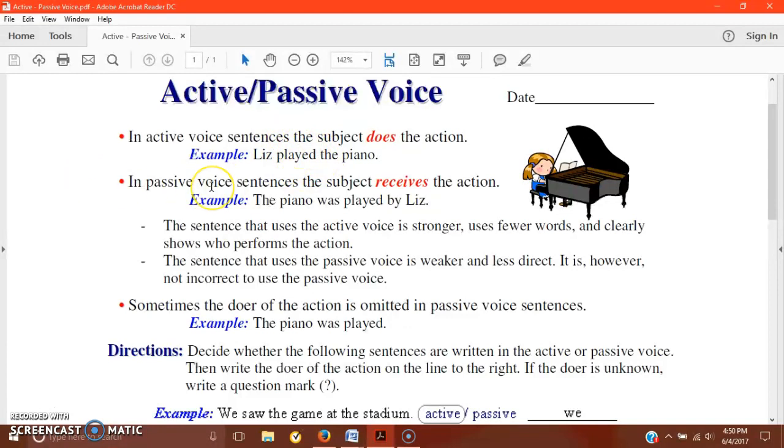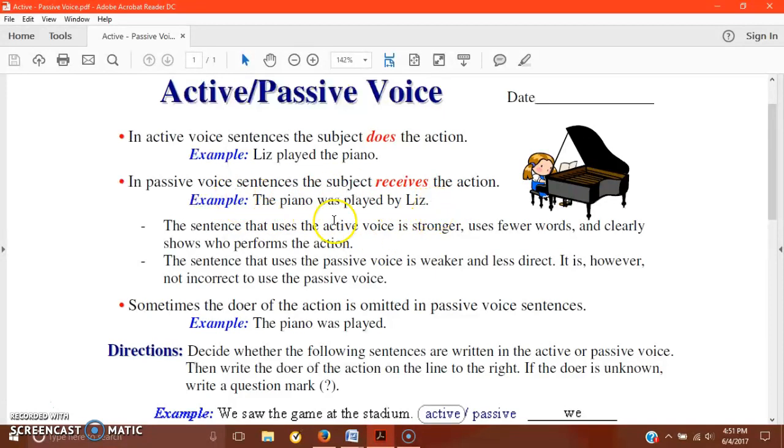So in passive voice, the subject receives the action. For example, here, the piano was played by Liz. So here we have an inverted sentence. The subject of the sentence is actually piano here. Our verbs are was played, and then by Liz is a prepositional phrase because by is a preposition. So subjects of sentences are never found in prepositional phrases. So that's why it's piano. But Liz is receiving the action here. The piano was played by Liz.